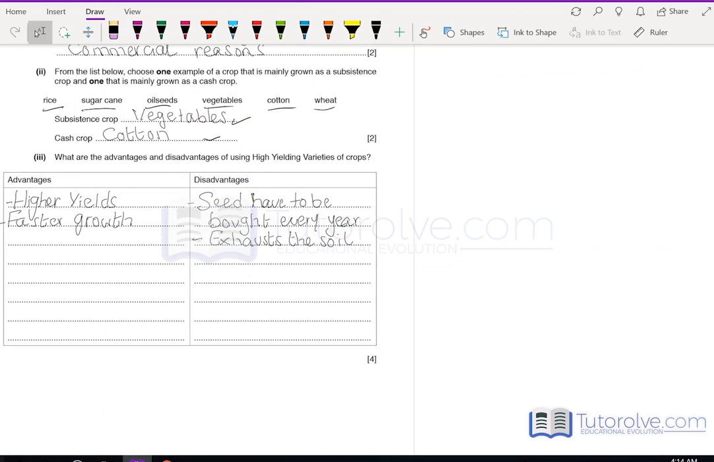3.1.3. What are the advantages and disadvantages of using high yielding varieties of crop? Advantages are that there are obviously higher yields and faster growth. Some disadvantages are that seeds have to be bought every year and they exhaust the soil.